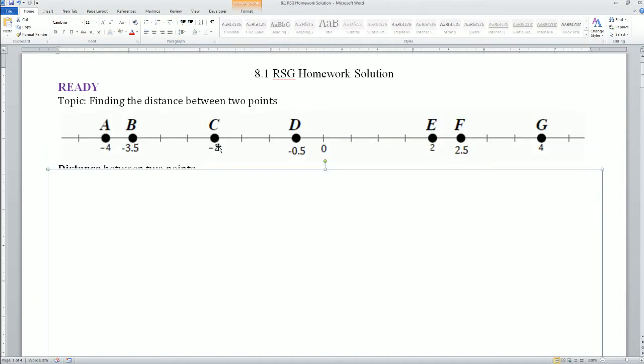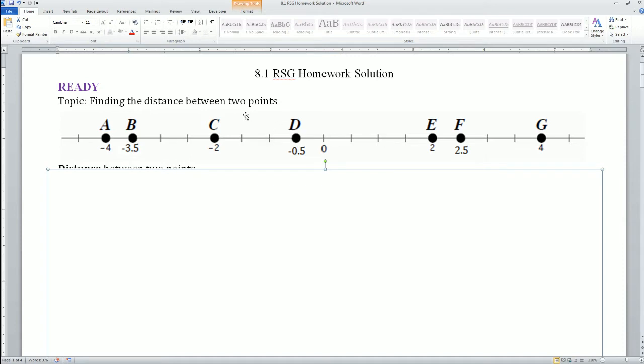What I did, some of you don't have some of these numbers, and I decided to put those values in. Like this was negative 3.5. How do I get that? Notice every single unit from 0 is 0.5. So do you see how you went to the left? That's 0.5. This would be negative 1, negative 1.5, negative 2. Do you see how every increment is 0.5? So using that, that's how I got the values of negative 0.5.